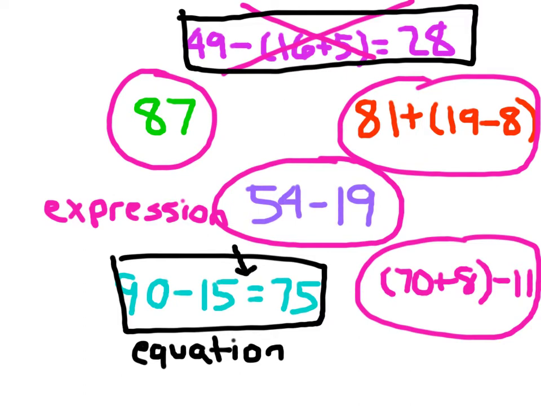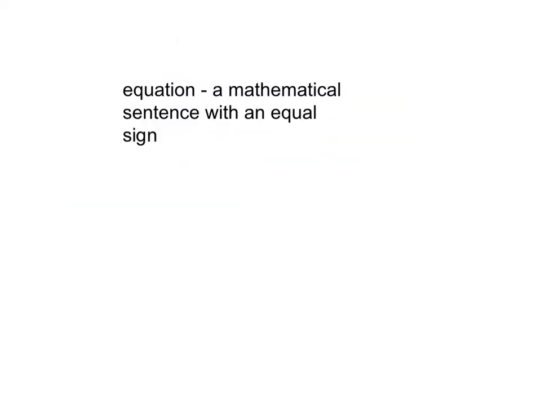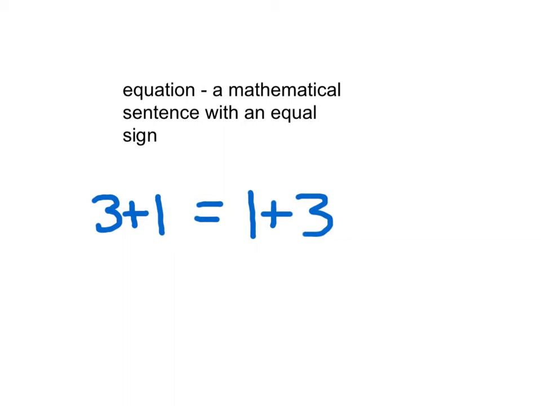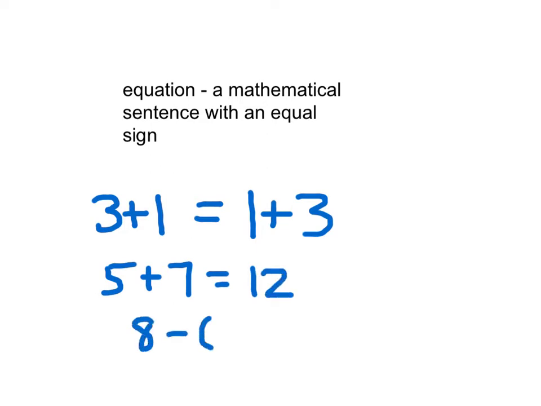Let's look at the definition for an equation. An equation is defined as a mathematical sentence with an equal sign. So it has to have that equal sign. So for instance, we could have 3 plus 1 equaling 1 plus 3. That there would be an equation. We also could have 5 plus 7 equaling 12. That there could be an equation. Or you can even have a set of parentheses within your equation as long as there is an equal sign. 8 minus 5 is 3.